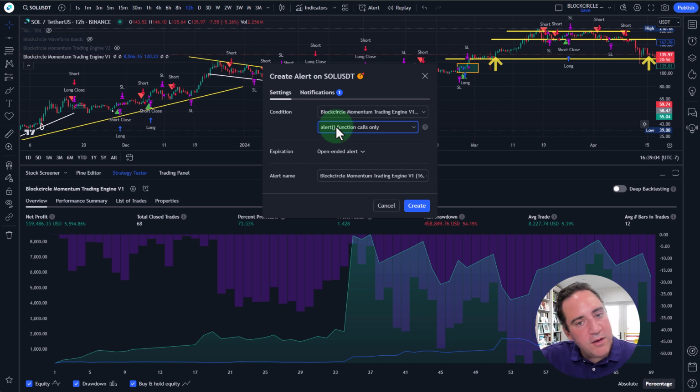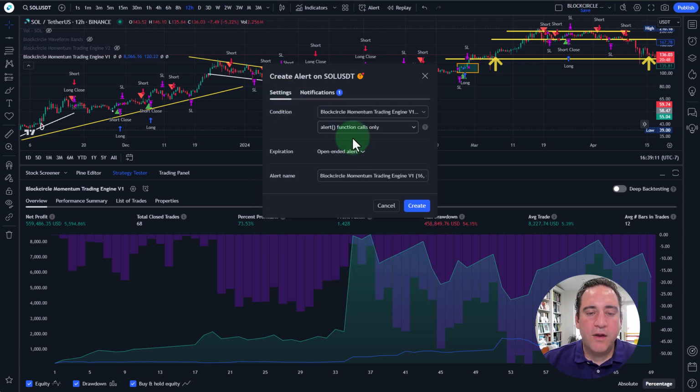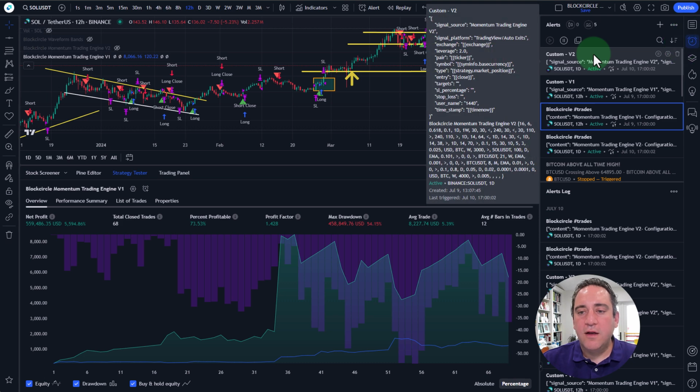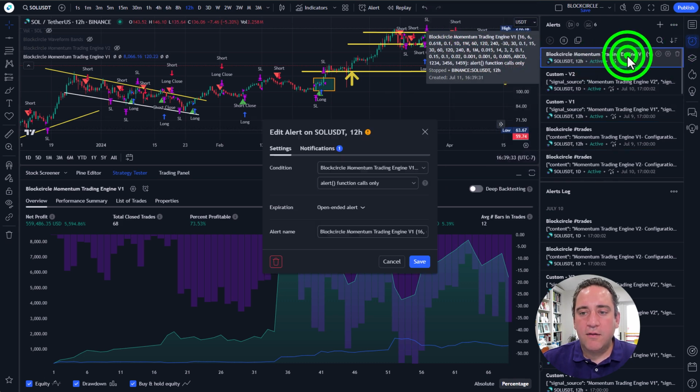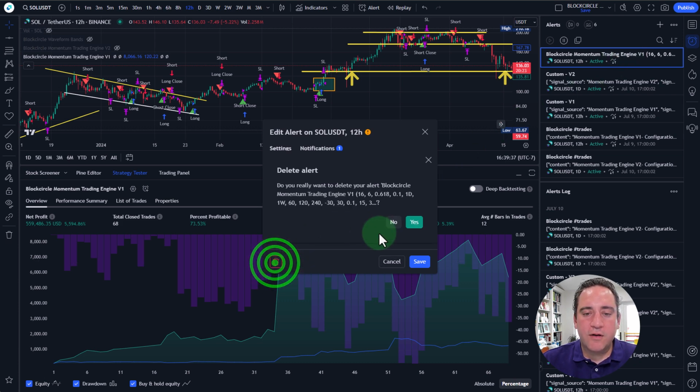Now if you click Notifications and change the webhook to send it to Cornix directly, it's using those 4 input fields that were in the inputs of this trading configuration. Rather than using the autofills like we had with the built-in message, now it's using those 4 fields. Then you just click Create, and once that's done, you'll see the alert on the right-hand side. So there it is, and that's how it works.